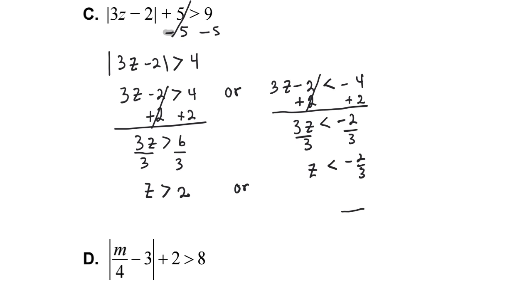So what you're going to do now is graph your answer. We have 0, negative 2/3, and then we have 2. Open circle, open circle. You don't shade because there is no equal sign. So it says any number larger than 2, we're going to shade in this direction. Any number less than negative 2/3, we're going to shade in the left direction. So these are all the possible answers for this inequality.